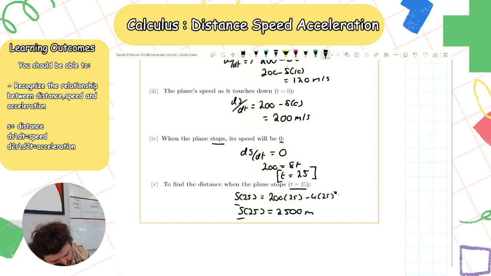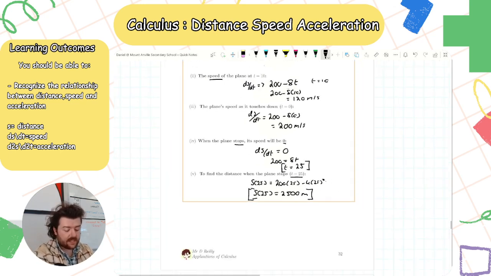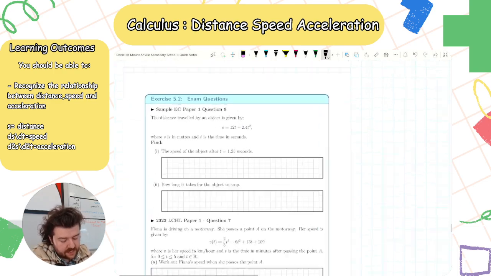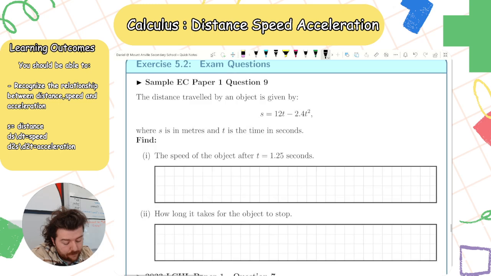(2,500 meters). So the plane traveled a total of 2,500 meters on the route. Right, let's look at some exam questions. This is from a sample paper.